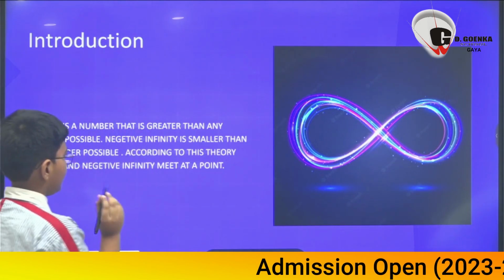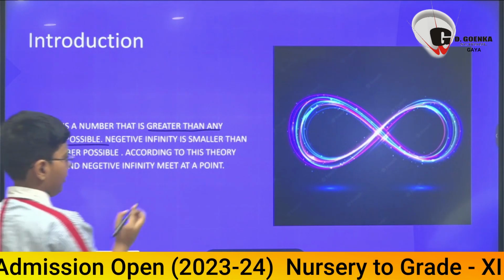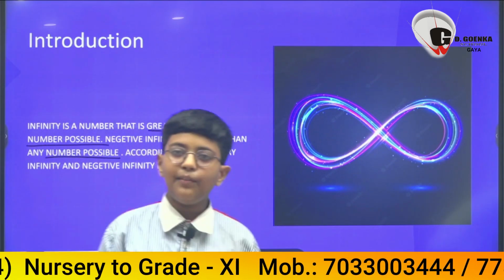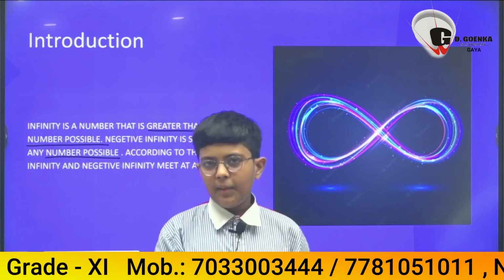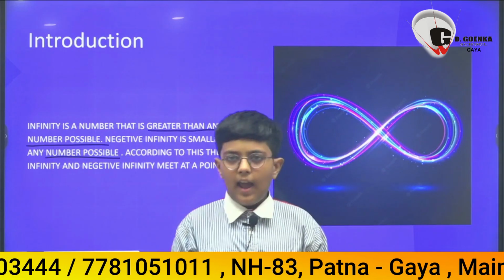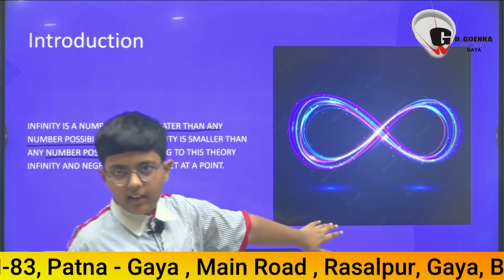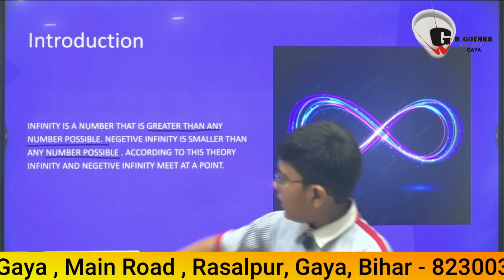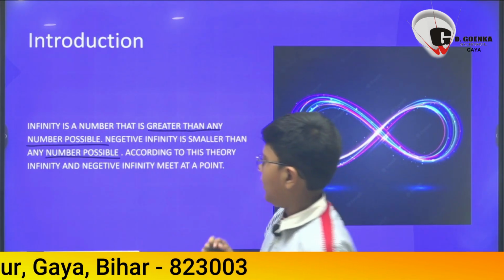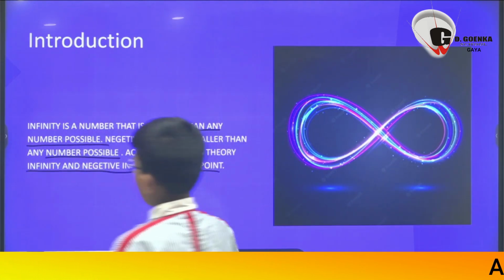Infinity is a number that is greater than any number possible. Negative infinity is smaller than any number possible. See, negative infinity is also a value. We must know what negative infinity is. As infinity is endless, we consider it the greatest number possible. But negative infinity is the opposite of infinity and is the smallest number possible. Now, according to this theory, infinity and negative infinity meet at a point.